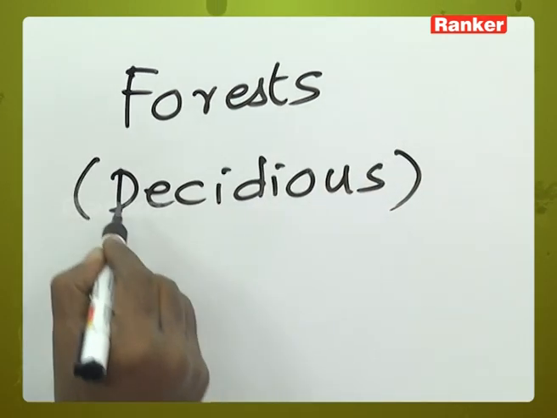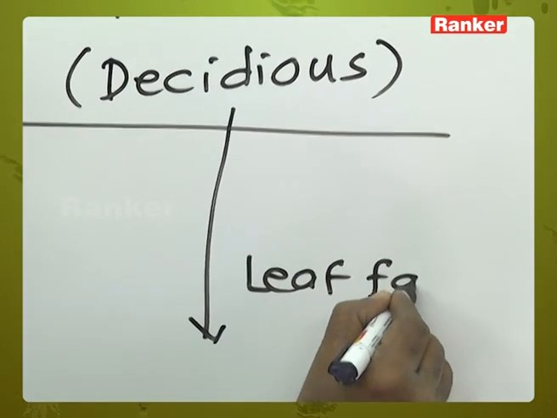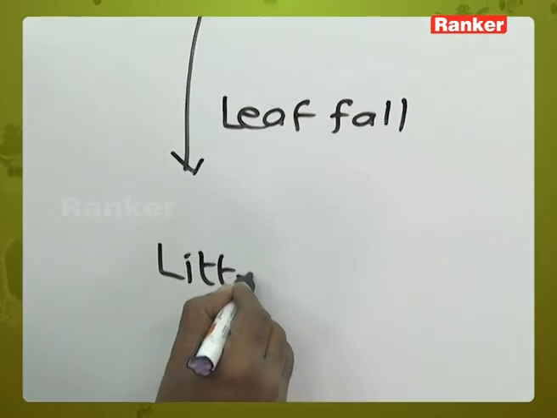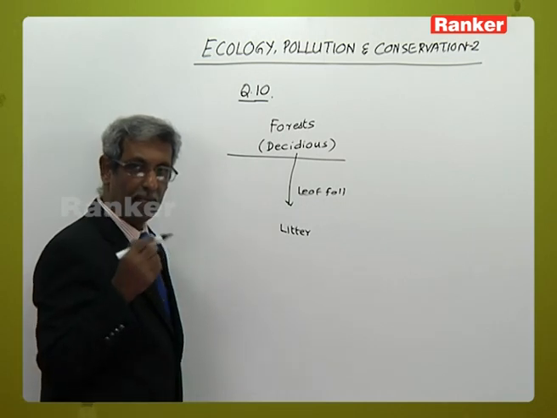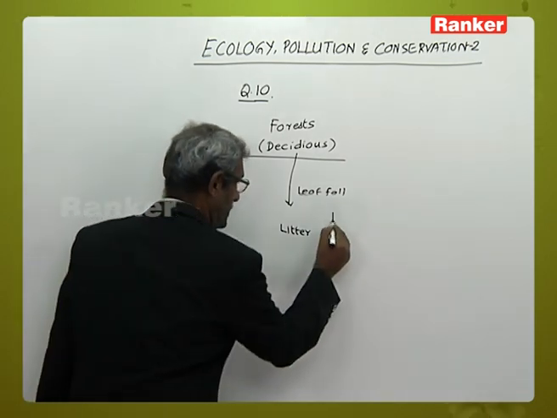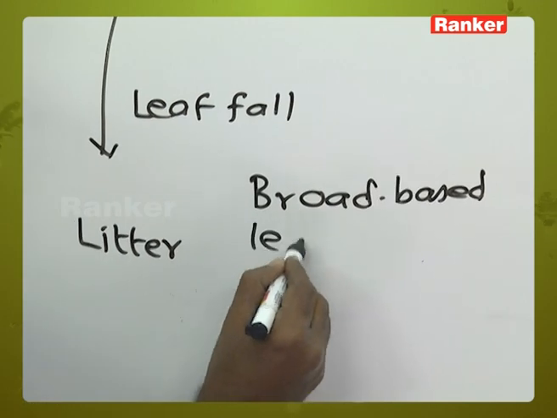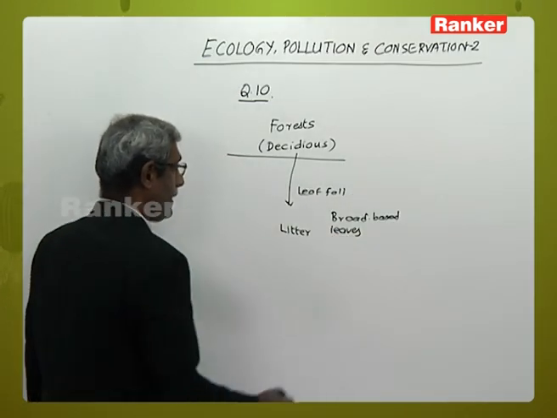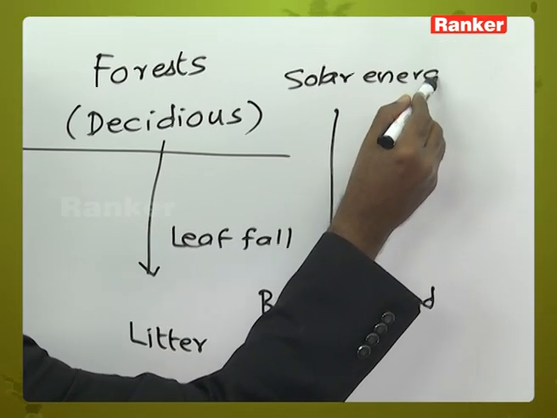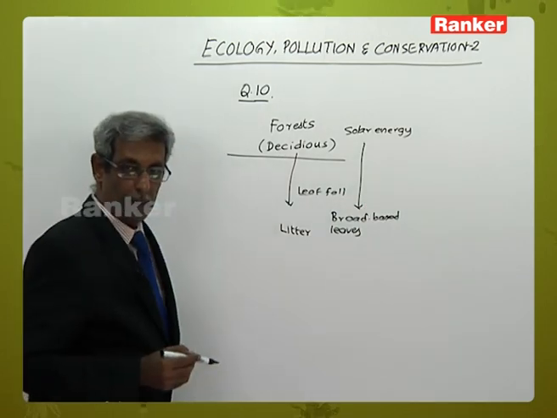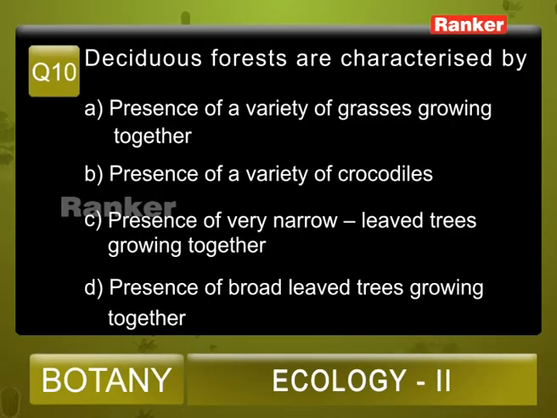which is common in India, in deciduous forests there is a lot of leaf fall, or there is accumulation of a lot of litter. And in deciduous forests, normally the trees have broad based leaves, which can capture solar energy. So, presence of broad based trees is a characteristic feature of all deciduous forests. The answer is D.